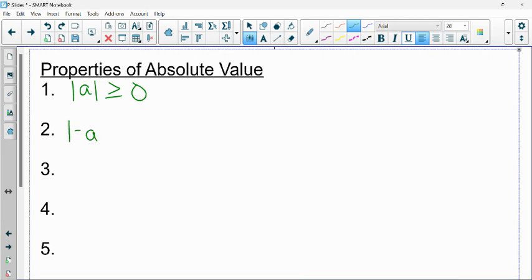The absolute value of any negative number would be the same as the absolute value of that same number but positive. So for example, the absolute value of -7 is the same thing as the absolute value of +7. They both equal 7.